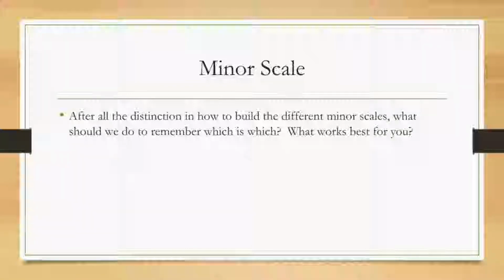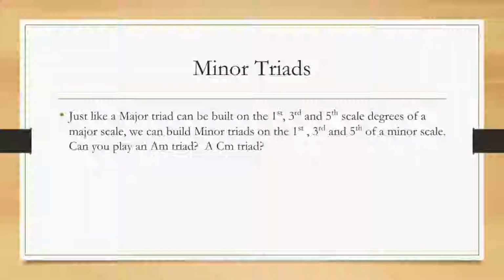Now, getting into minor triads. Just like a major triad can be built on the 1st, 3rd, and 5th scale degrees of a major scale, we can build minor triads on the 1st, 3rd, and 5th of a minor scale. So, an A minor triad sounds like this. That is the 1, 3, and 5 of the A minor scale. I'll play the relative minor. Here's the triad on the 1st, 3rd, and 5th.